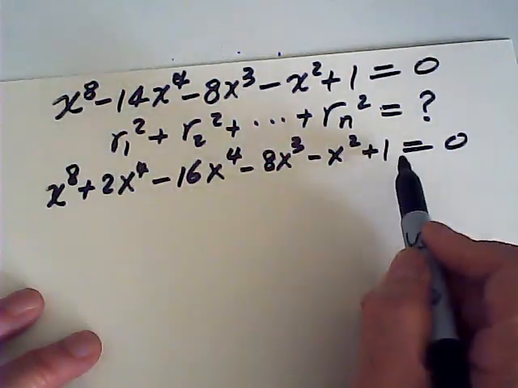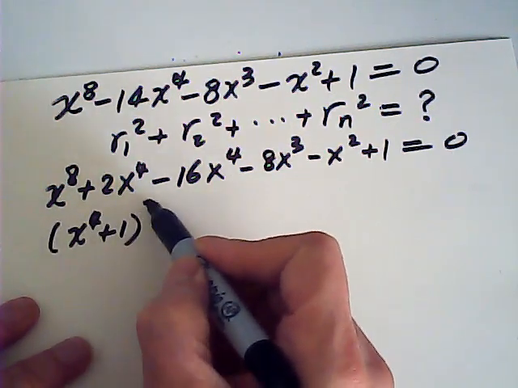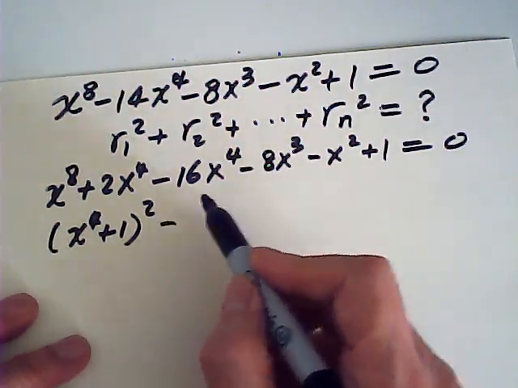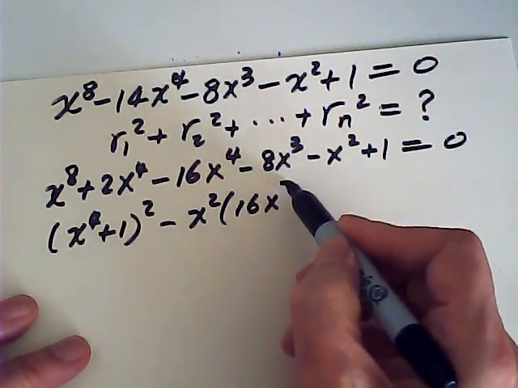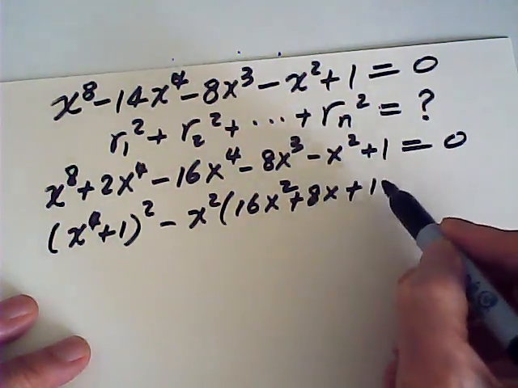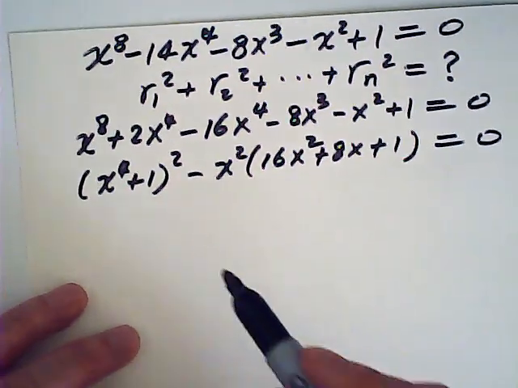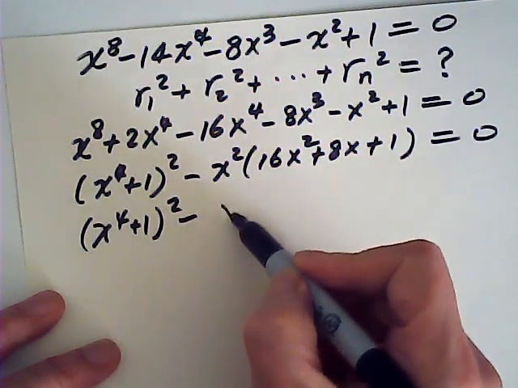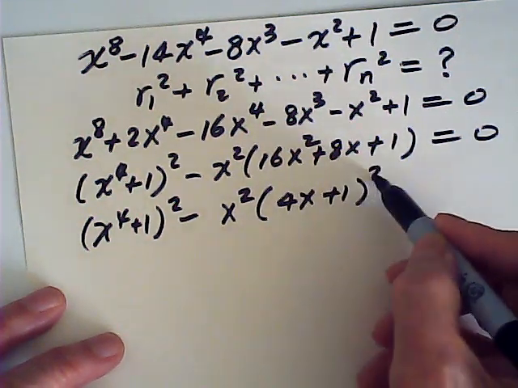And this one and that one form a perfect square, x fourth plus 1 squared, right? This one becomes this, and that. And for the remaining, we'll take the common factor out. This will be 16x squared minus 8x plus 1. Then this is x fourth plus 1 square. This is a perfect square again. This is 4x plus 1 square, right?